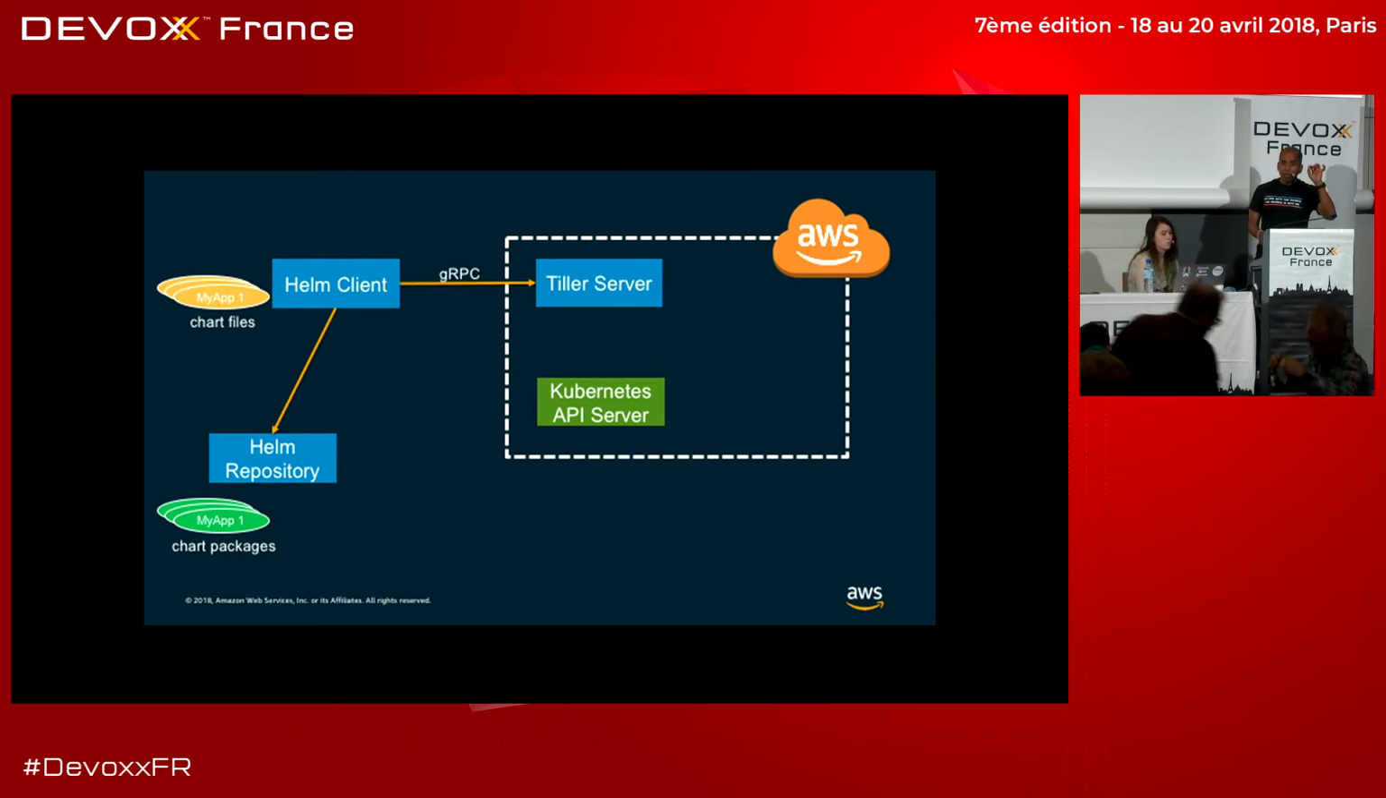The way you deploy an application to a Kubernetes cluster is you say, Helm, take a chart, and I want to deploy an application. So think of WordPress as a Kubernetes application.